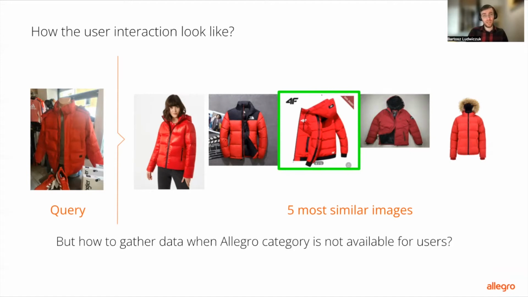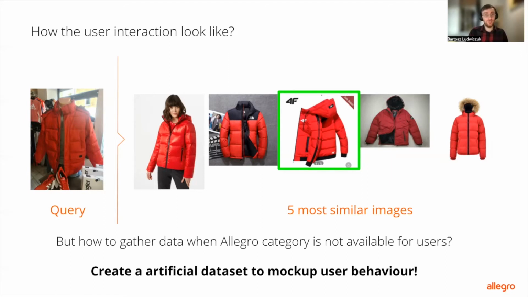Imagine that we would like to include a new category in our recommendation engine, like supermarket, which wasn't supported by the visual search engine at that time. How to gather the data for an Allegro category which is not available for the users? We created an artificial dataset in a semi-automatic way, which resembles these user interactions.